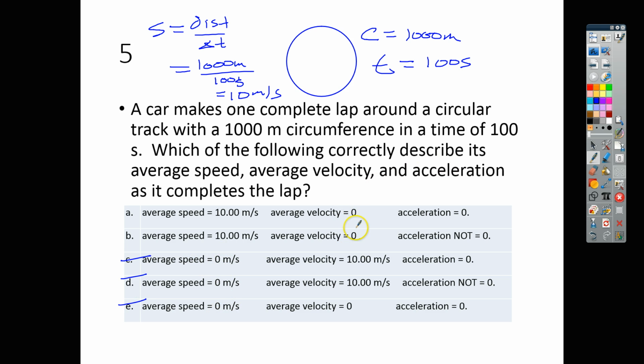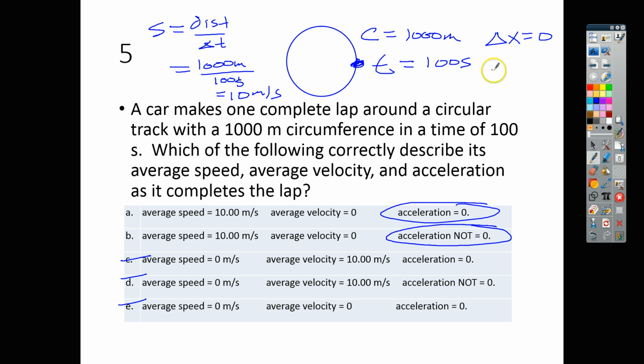The average velocity, we really don't have to worry about it. We know that it's 0 because it starts and stops at the same point. So our delta x, or change in position here, is equal to 0, and 0 divided by the 100 seconds would still leave us with 0. So the question is, does it have 0 acceleration, or does it have not 0, or does it have an acceleration?